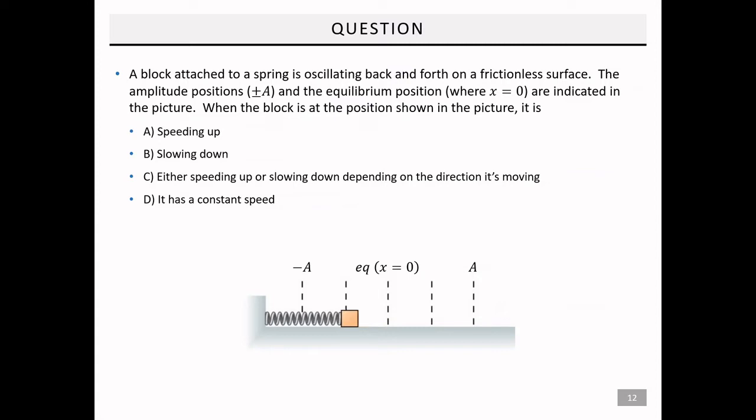So the answer is that we don't know, because we don't know which direction the block is currently traveling in. If, for instance, the block was traveling to the left, then we know it's approaching that leftmost amplitude point, so it has to be slowing down so that it can turn around. If instead the block was traveling to the right, then the block is still speeding up from when it had previously reached that left amplitude point. So the answer here is going to be C.